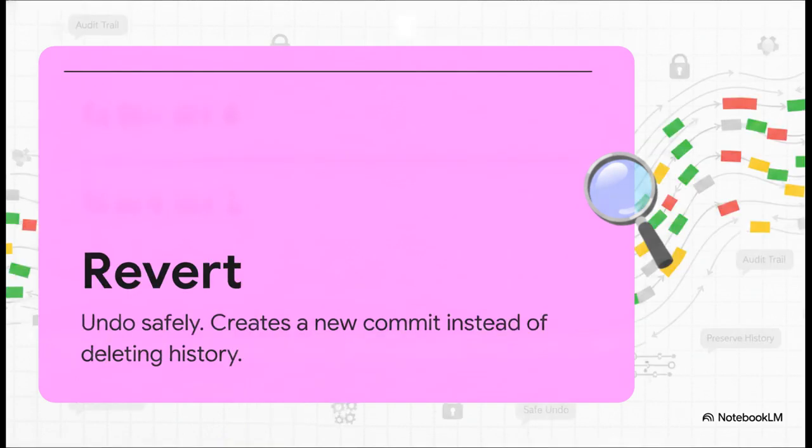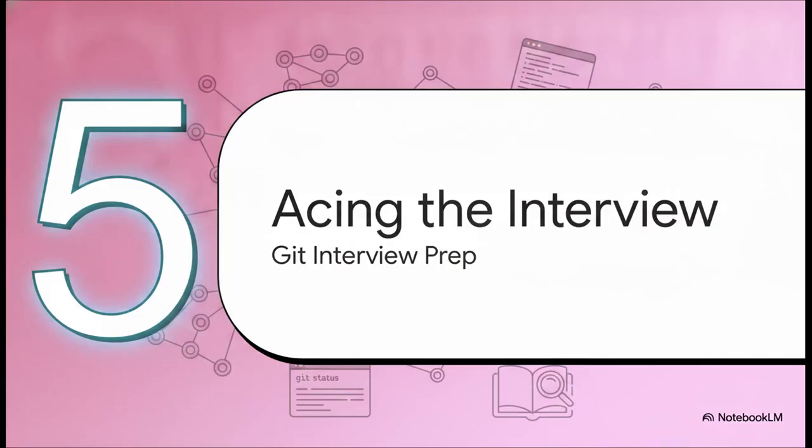Finally, for our advanced techniques, we've got revert. In the DevOps world, audit trails are literally everything. If a bad commit makes it into production, you might be really tempted to use a hard reset just to pretend it never happened. Please don't do that. Git Revert is the professional way to undo changes safely. Instead of deleting history, it creates a brand new commit that perfectly negates the bad one. You fix the bug, but you preserve the entire historical record of exactly what went wrong and how you resolved it. And that brings us to our final section, Section 5, Acing the Git Interview.